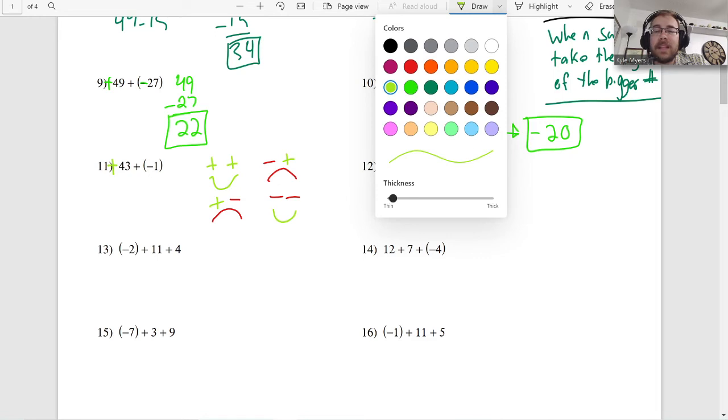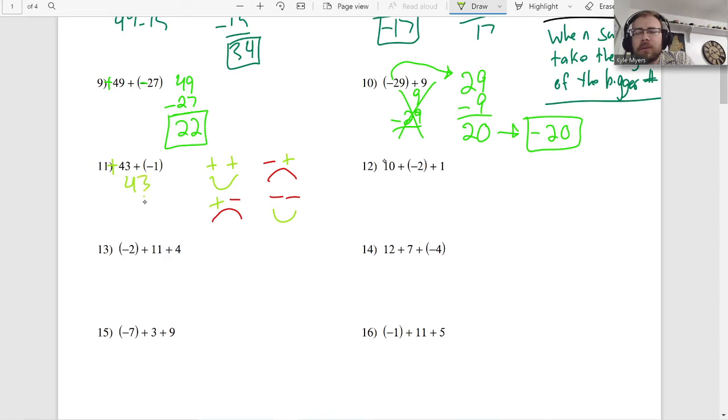So, yeah, minus signs. Got to watch out for those. But anyways, number 11 is just 43 minus 1. I'm just going to subtract 43 and 1, which is 42, which is the answer to life, the universe, and everything.